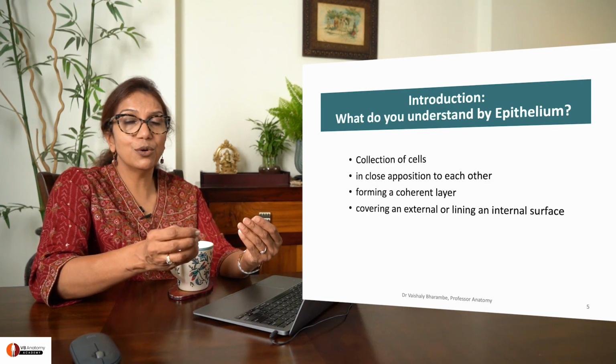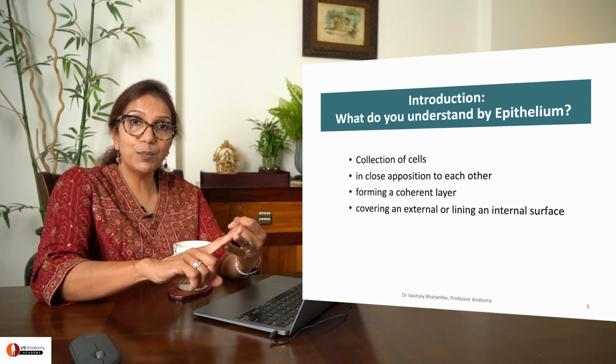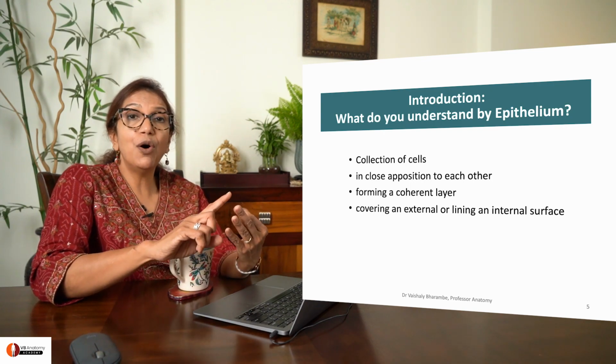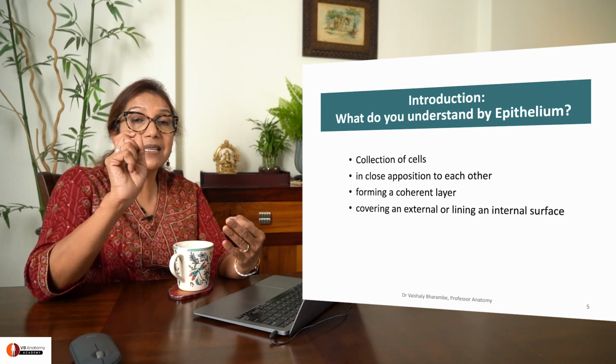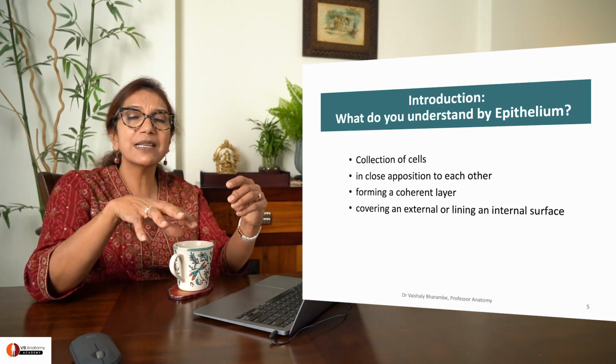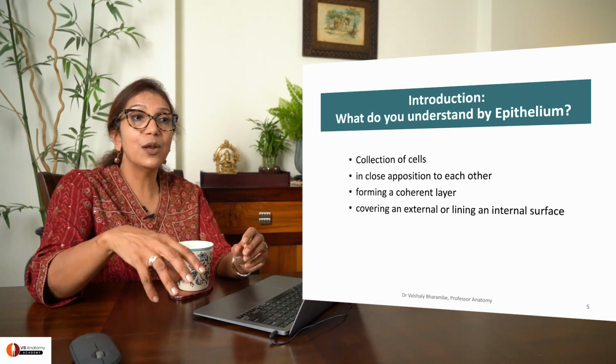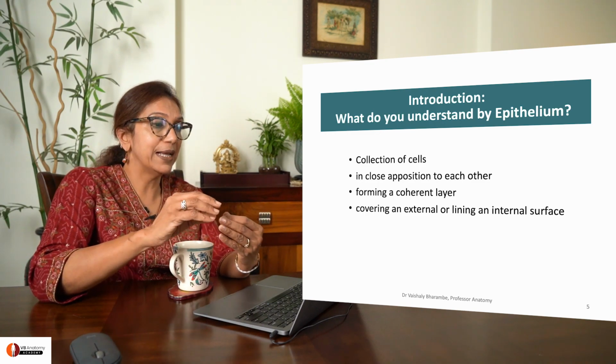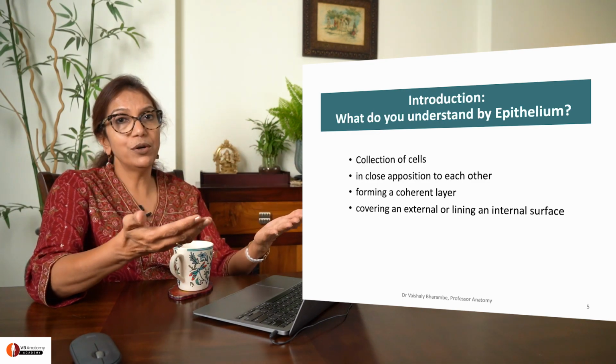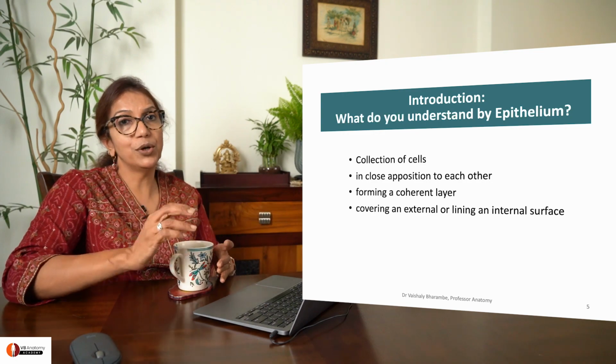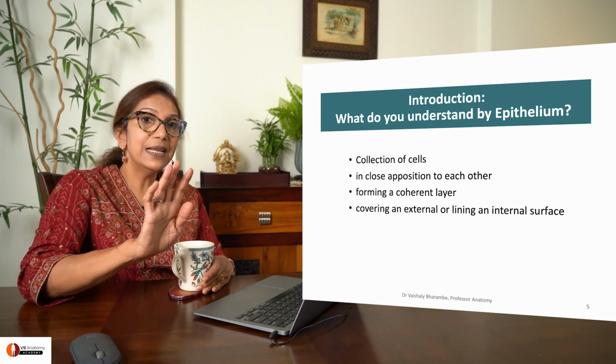Epithelium is a collection of cells, yes. Closely opposed to each other, yes. Forming a coherent layer, sensible layer. Can you have random cells coming together? No. They're all forming a coherent layer, either lining the body from outside or lining the body from inside. Okay, that is epithelium.